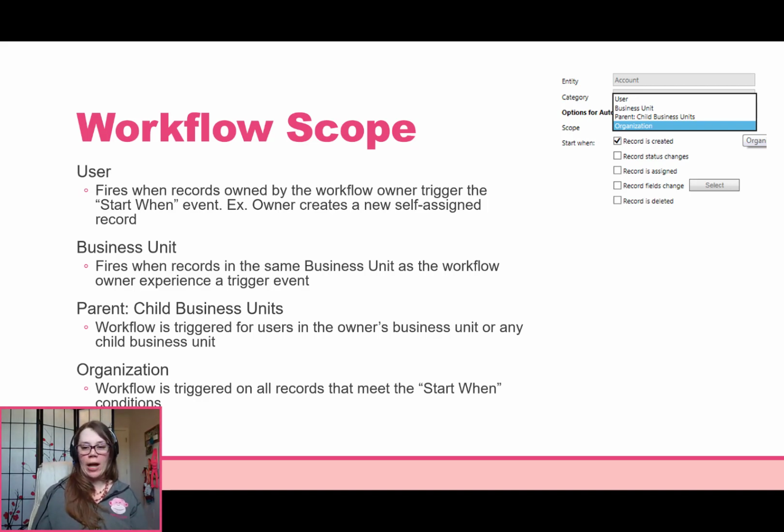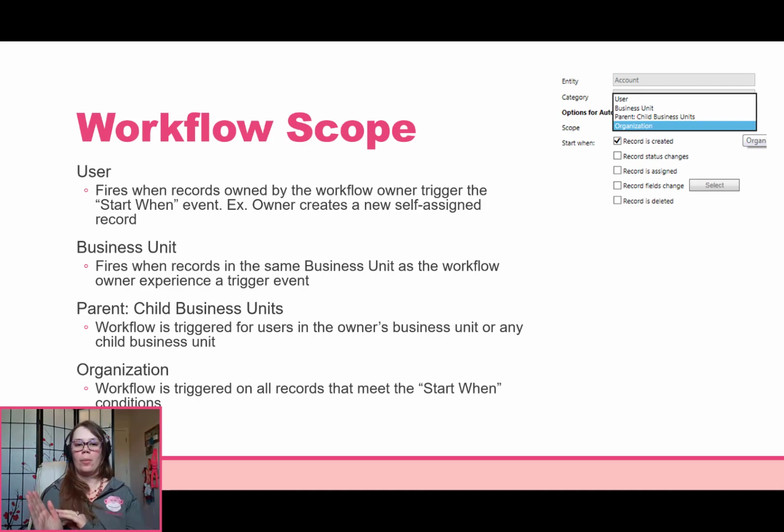Next, we have parent-child business units. So this means anyone in my business unit or below would trigger this workflow. A way I like to think about this is we have, say, a sales business unit with several sales people business units underneath it. And on the other side, we have a marketing business unit with other marketing subsets, smaller groups underneath that.